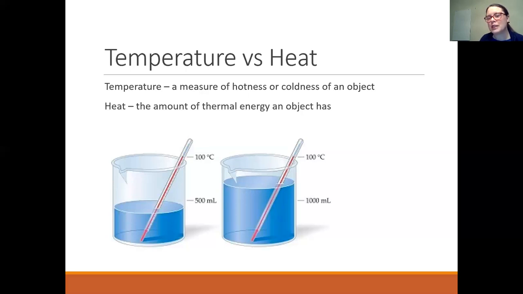So when we say temperature is a measure of how hot or how cold an object is, and heat is a measure of the thermal energy, one of the ways that we can think about heat is related to how fast the molecules in that object are able to move. So if they're moving very rapidly, they have a lot of energy.